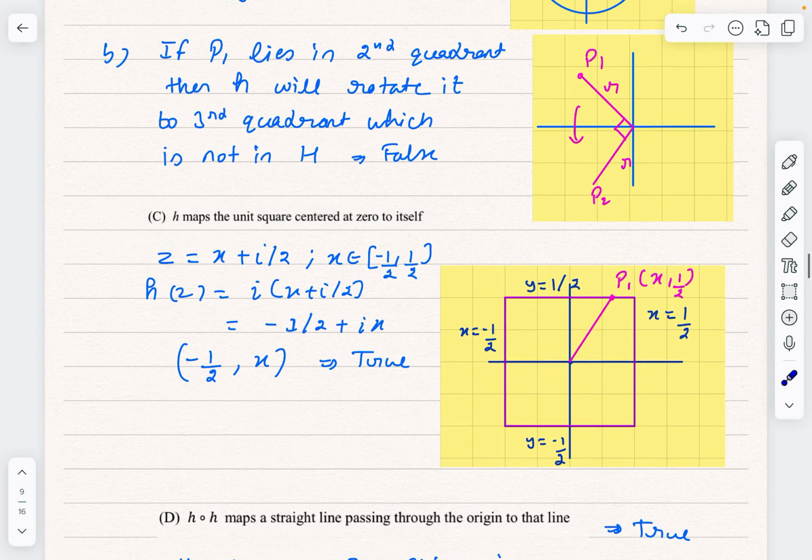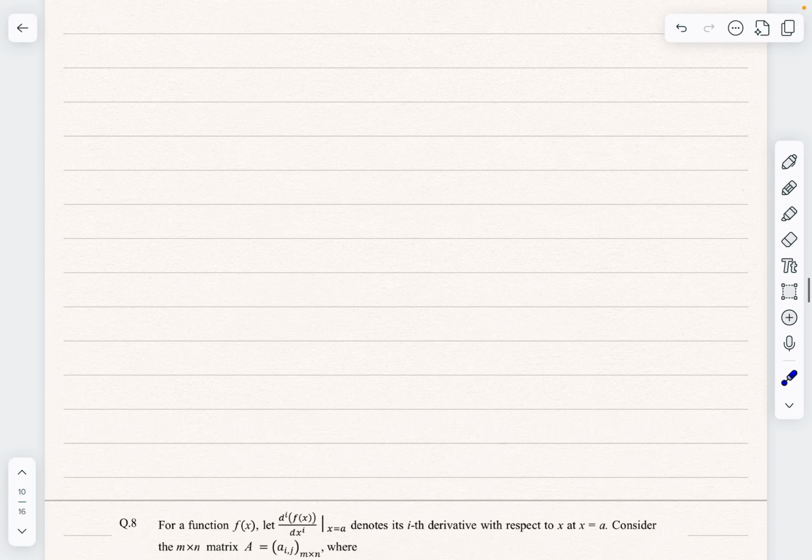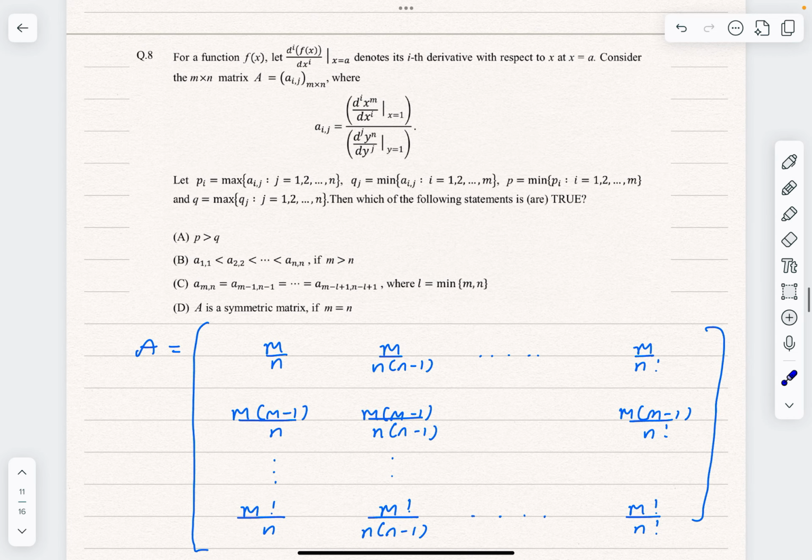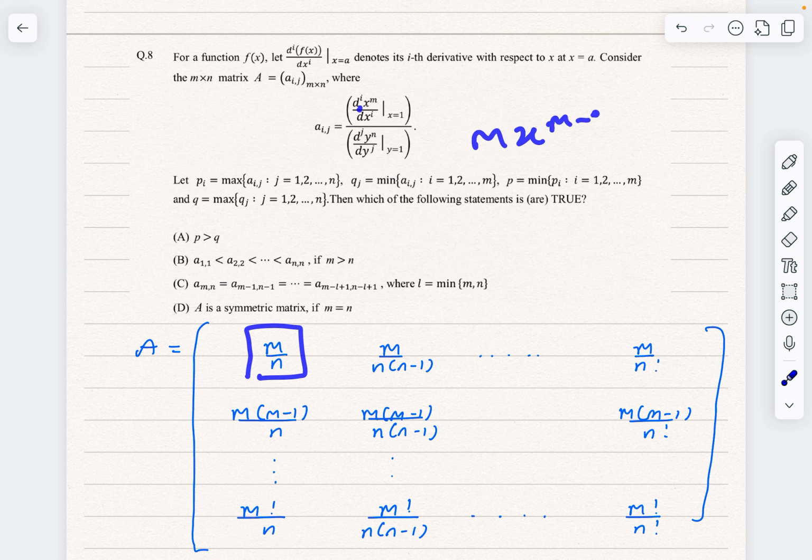Next one, guys. Eighth one. In the eighth problem, they're simply saying to find aij, you differentiate x bar m i times and put x equal to 1. Divide by differentiate y bar n j times and put y equal to 1. So if you have to find a11, you differentiate it one time, so you get m x bar m minus 1 by n y bar n minus 1. Then you put x and y as 1, you get m by n.